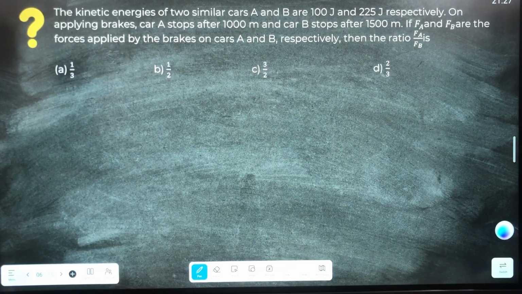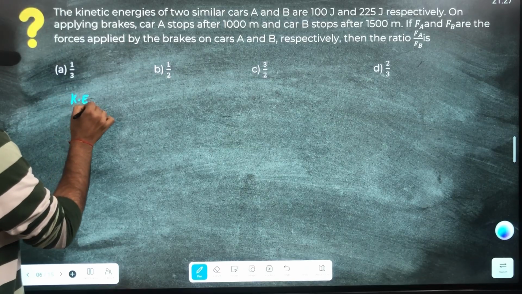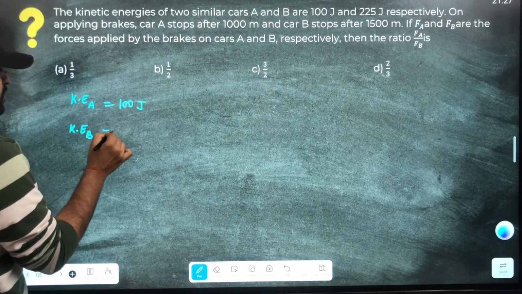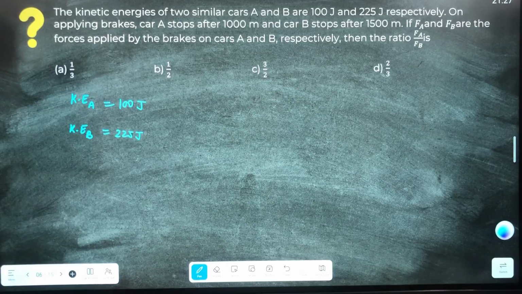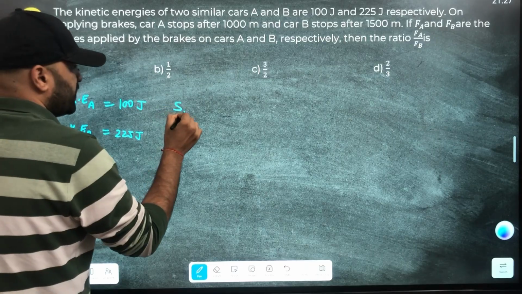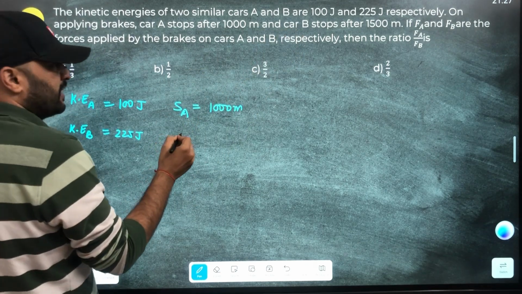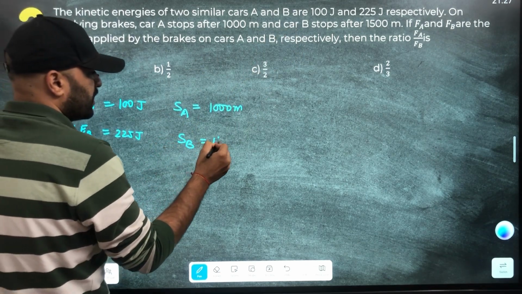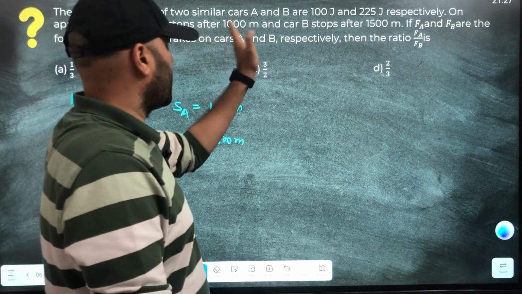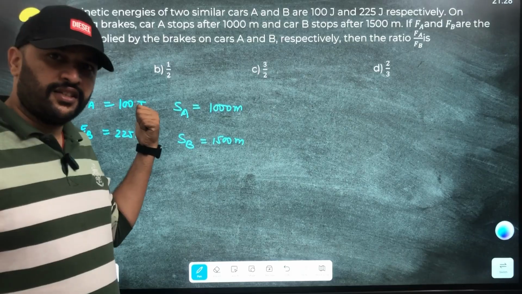Great. Our next question says the kinetic energies of two similar cars A and B. Let's say this is the kinetic energy of A and this is the kinetic energy of B. A is 100 joules and B is 225 joules. I hope this is clear. On applying brakes, car A stops after 1000 meters, so 1000 meters is the stopping distance for the first car. And car B stops after 1500 meters, so S_B, the distance, is 1500. If FA and FB are the forces applied by the brakes on cars A and B, then find the ratio of the forces. Clear? Now the question is saying that the kinetic energy of the first car is this much and it is stopping.